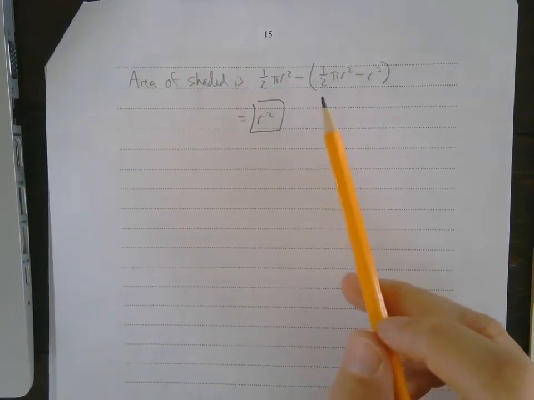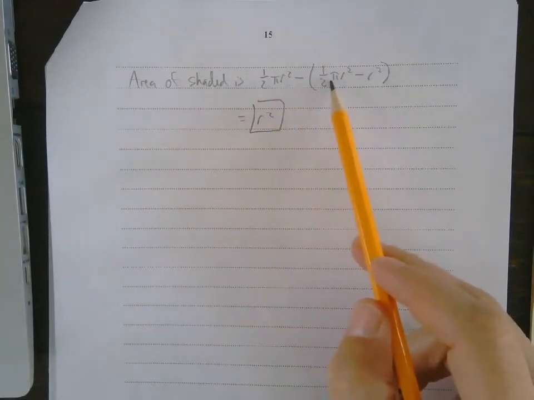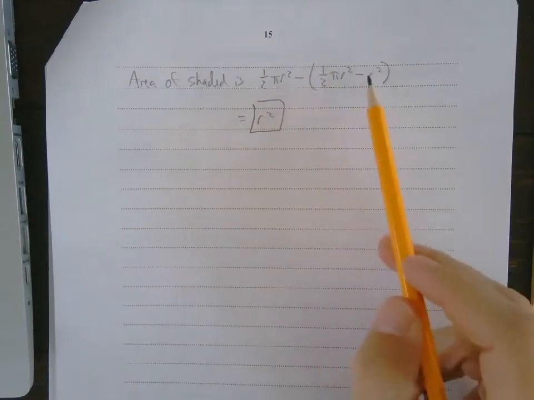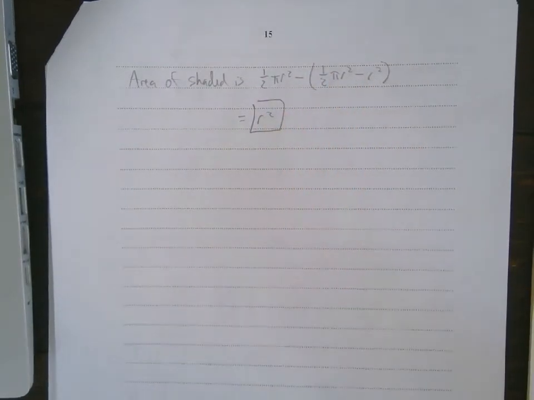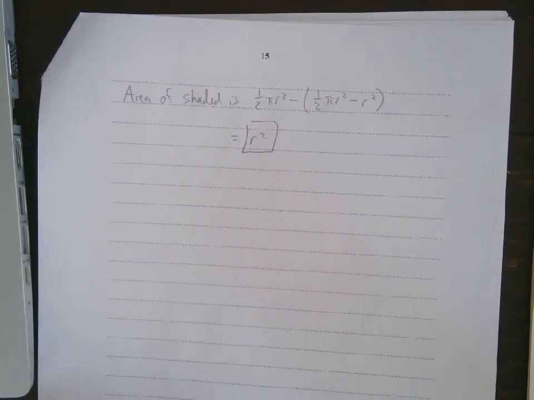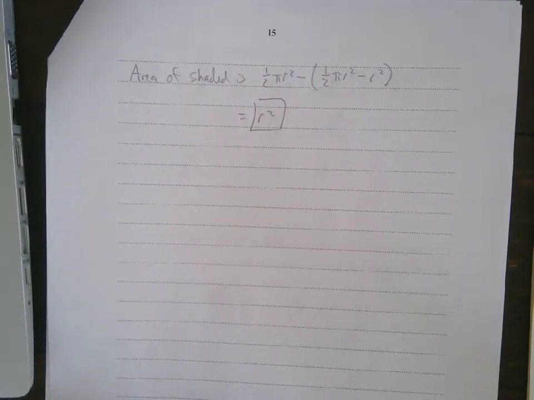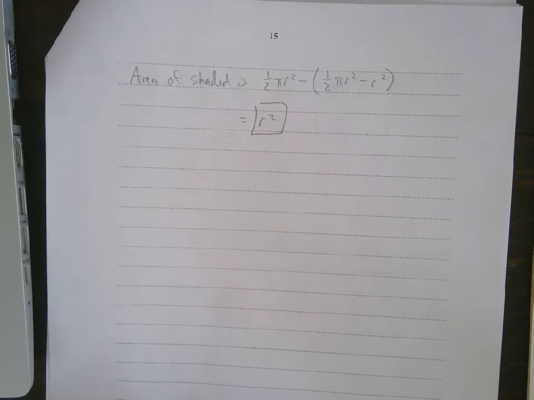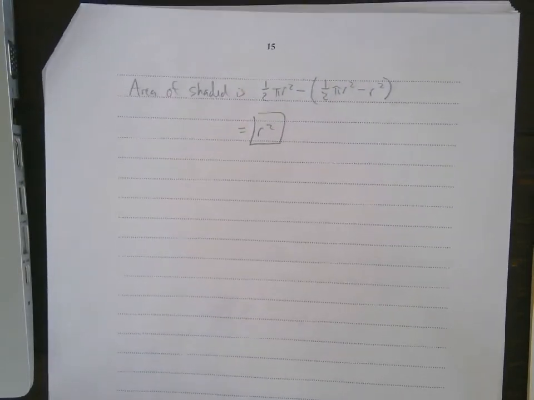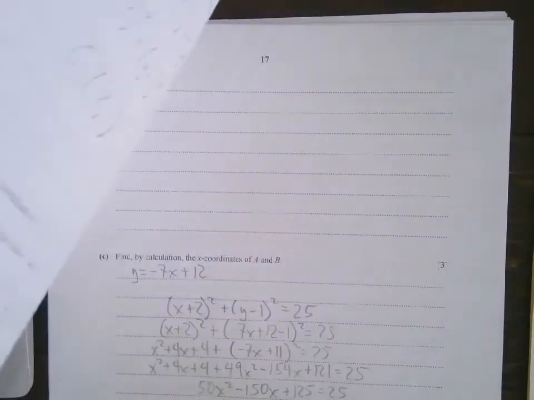And when we do the algebra on that, you see that this part just cancels with this part. When I distribute the negative in, this becomes positive, so we just end up with r squared. There's no difficult algebra on there. It's conceptually thinking through how do I make that shaded area.